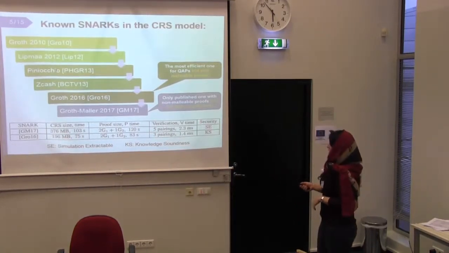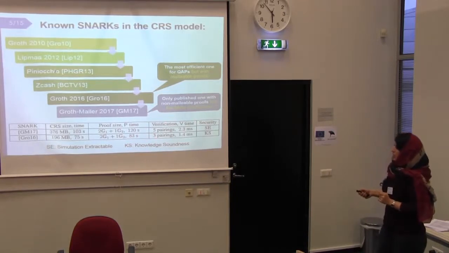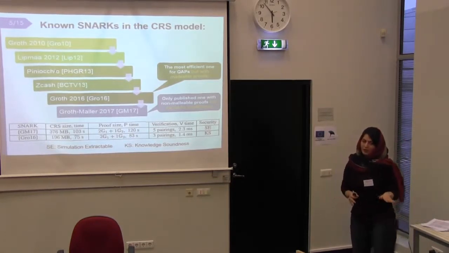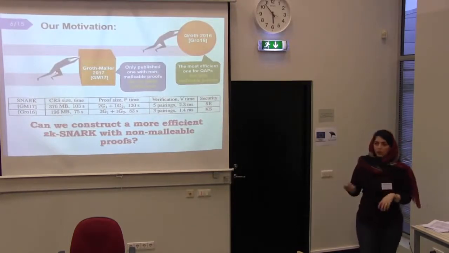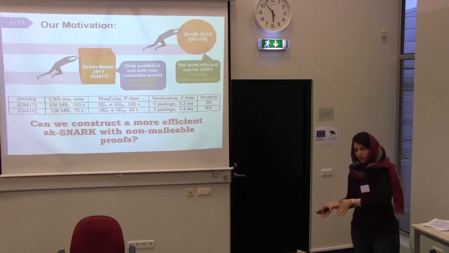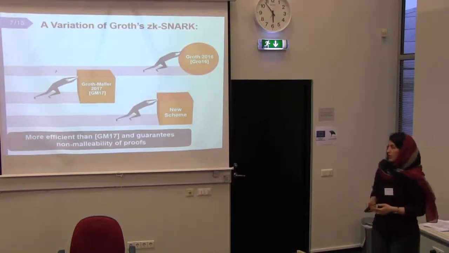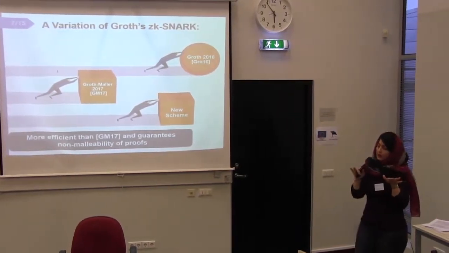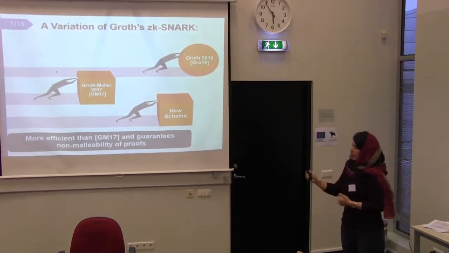Here you can see that in CRS size, proof size, proof generation time, verification size, and verification time, in all of them Groth-Maller is less efficient than Groth, but the good thing is that its proofs are non-malleable. Then it brought the thought to our mind: can we construct something more efficient than Groth-Maller, but with non-malleable proofs? Fortunately, we answered this question positively, and we constructed a new scheme, a new variation of Groth, which is slightly less efficient than Groth, but much better than Groth-Maller, and the proofs are non-malleable.